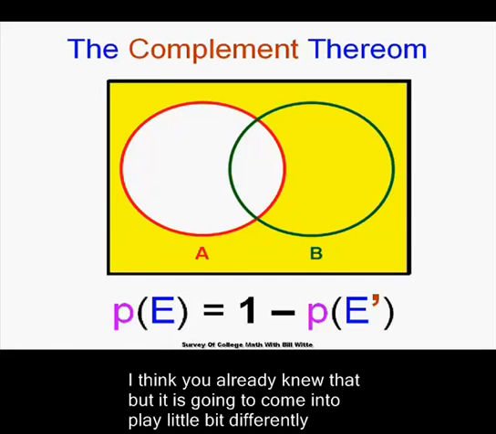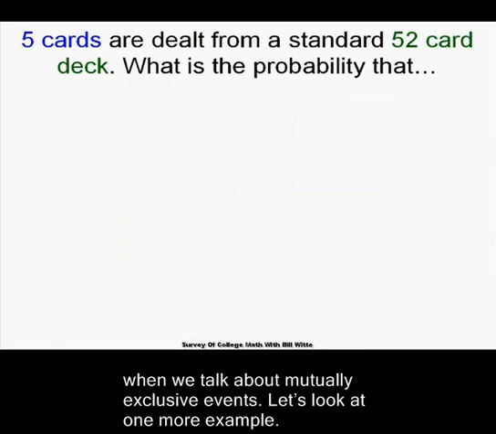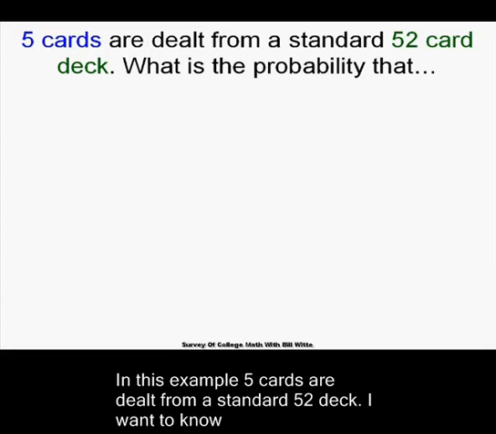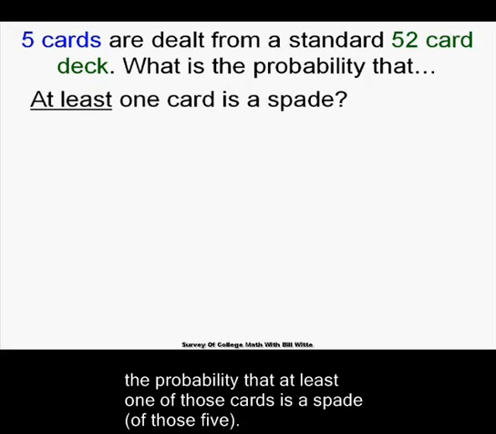I think you already knew that, but it's going to come into play a little bit differently when we talk about mutually exclusive events. Let's look at one more example. In this example, 5 cards are dealt from a standard 52 card deck. We're playing poker here. What is the probability that at least 1 card is a spade of those 5?